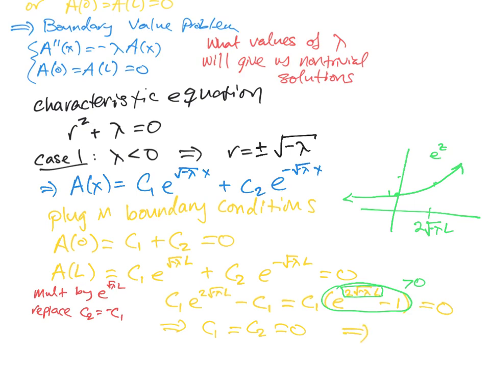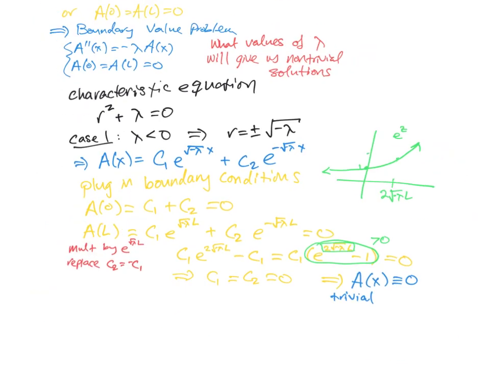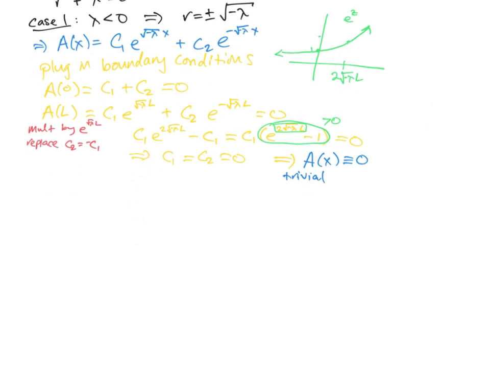And then let's change this to blue. If C1 and C2 equal 0, then a of x has to equal 0. And so this is a trivial solution. Okay. So the point here is that in case 1, where lambda is negative, we only get trivial solutions.